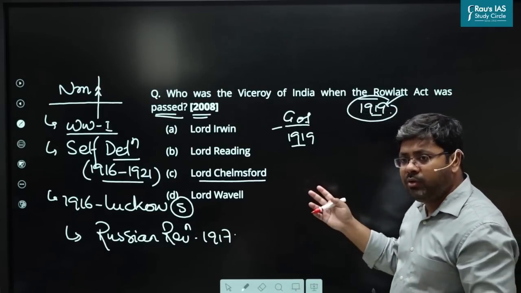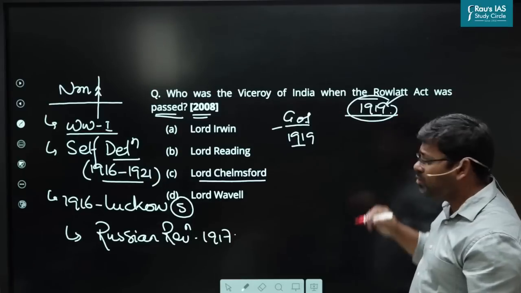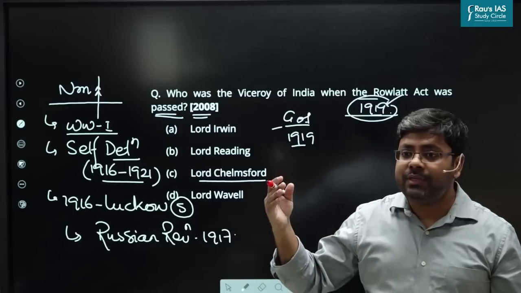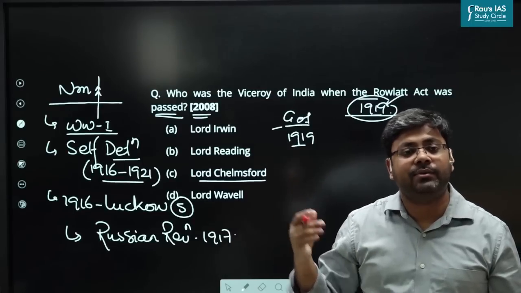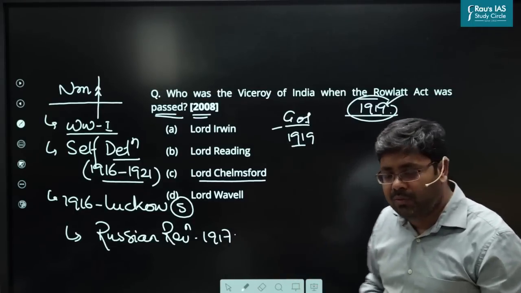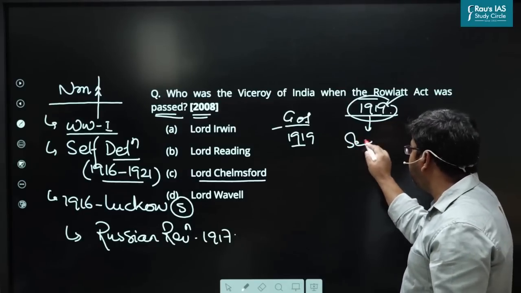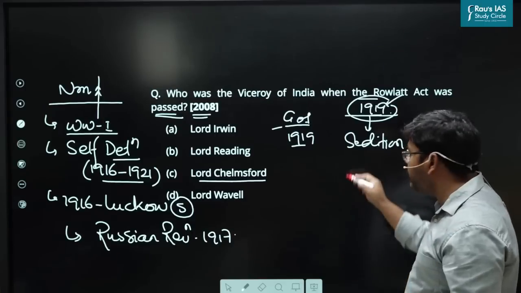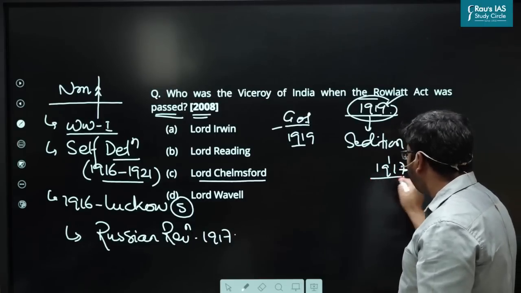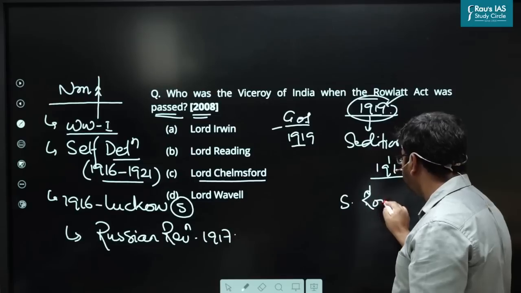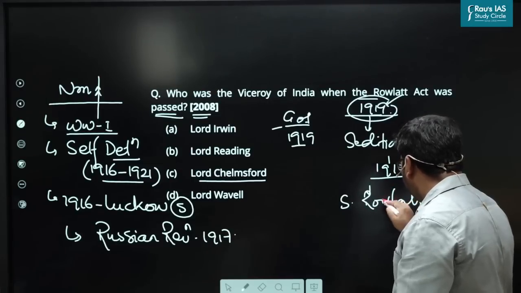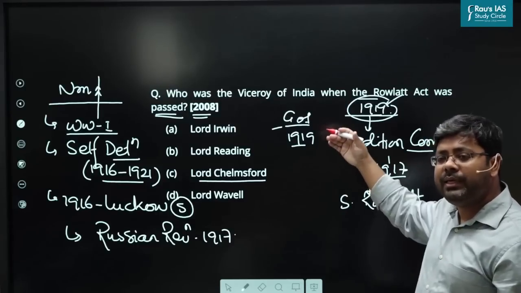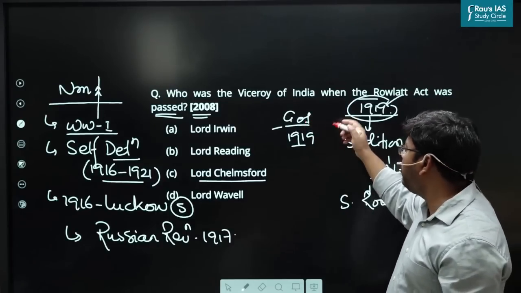Now, if we talk about the Rowlatt Act, it was actually officially called the Anarchical and Revolutionary Crimes Act. And this was based on the recommendation of a Sedition Committee, or Sedition Commission of 1917, that was headed by Sidney Rowlatt. Headed by Sidney Rowlatt, this commission made recommendations which became the basis of this act, and that is why it was called the Rowlatt Act.